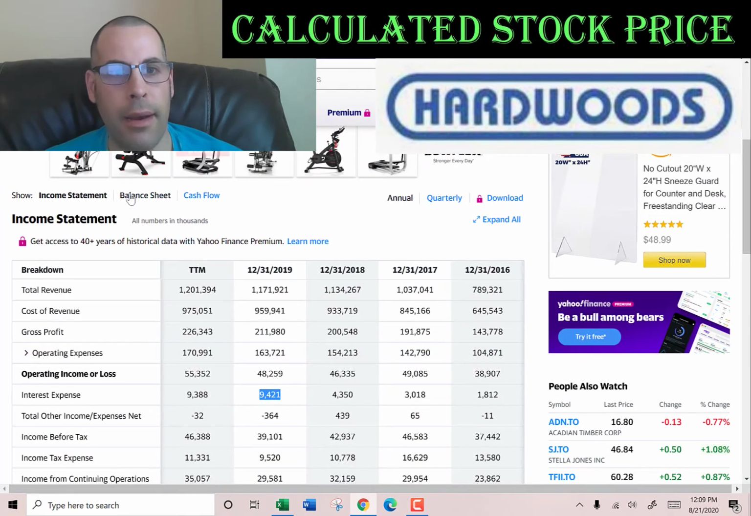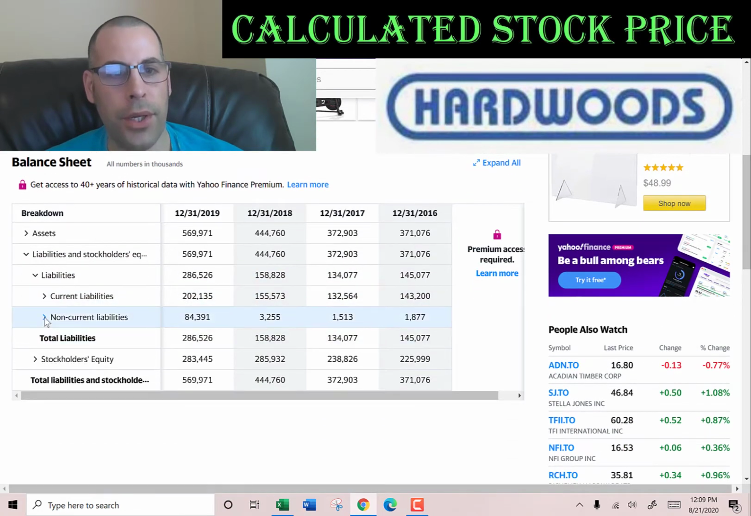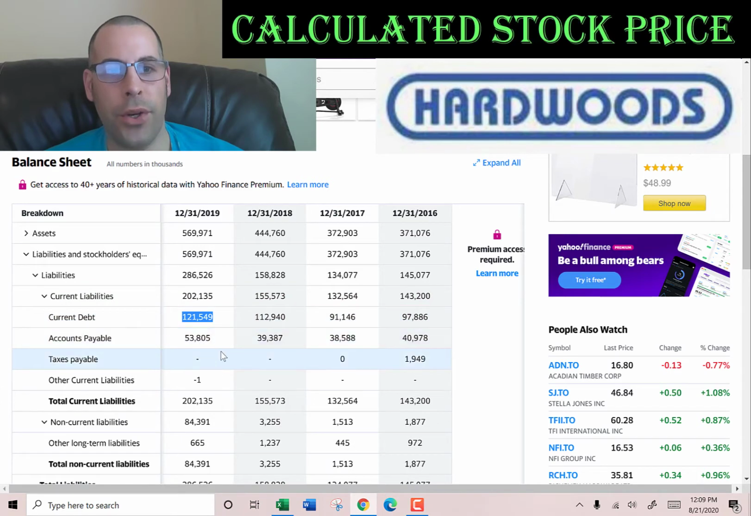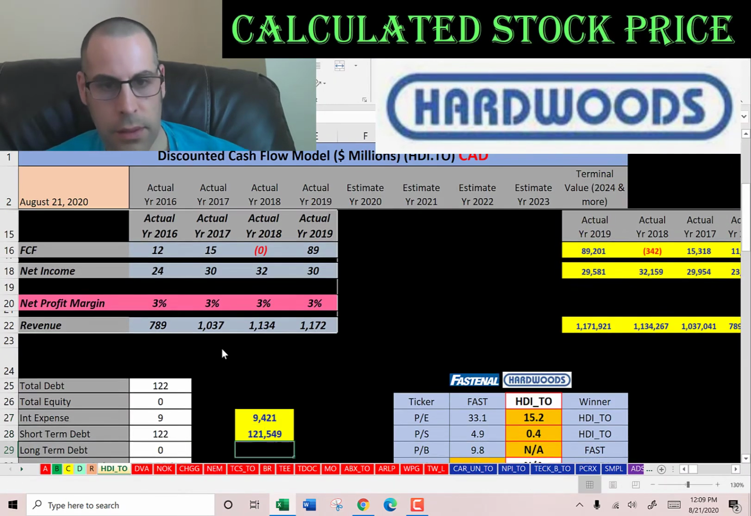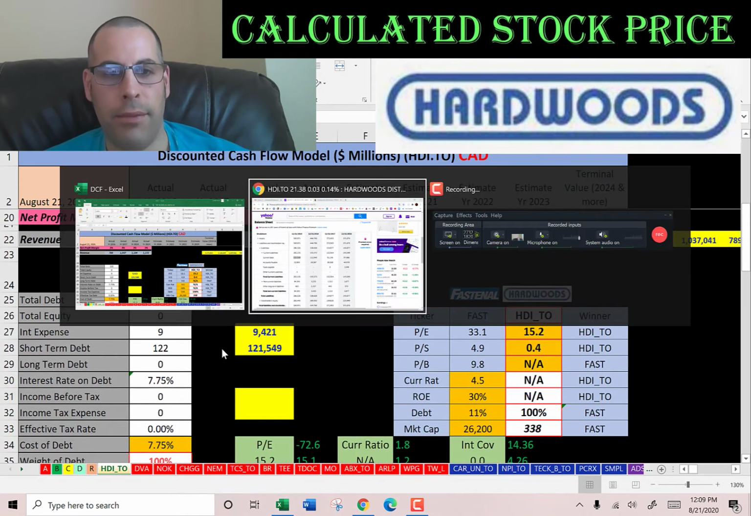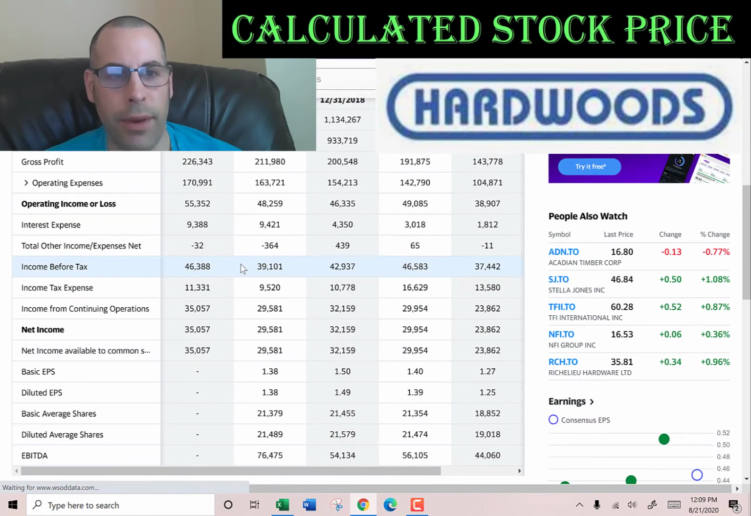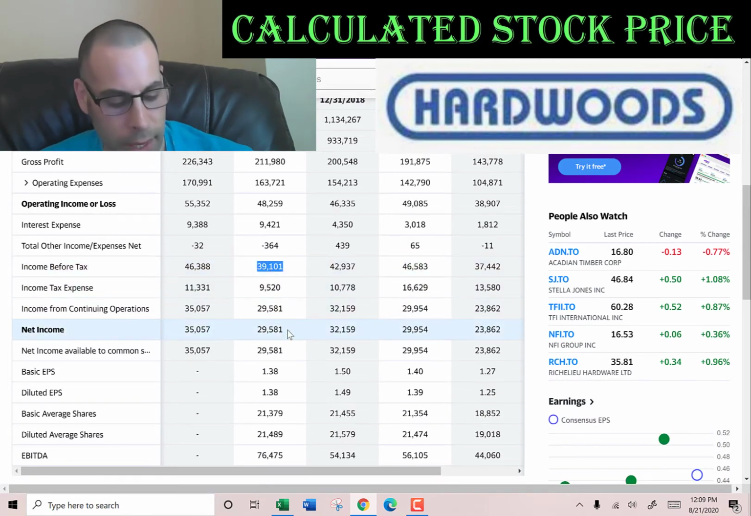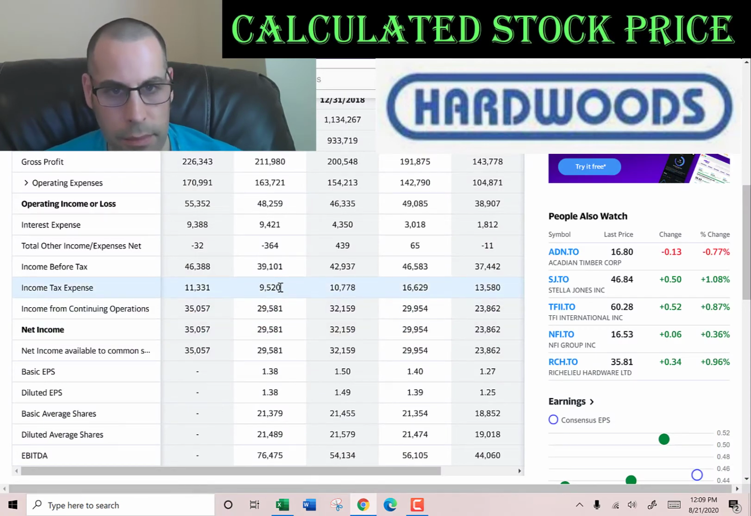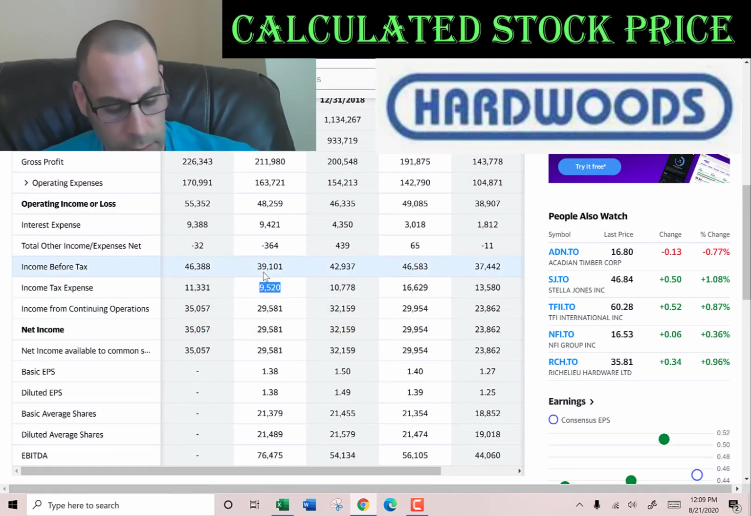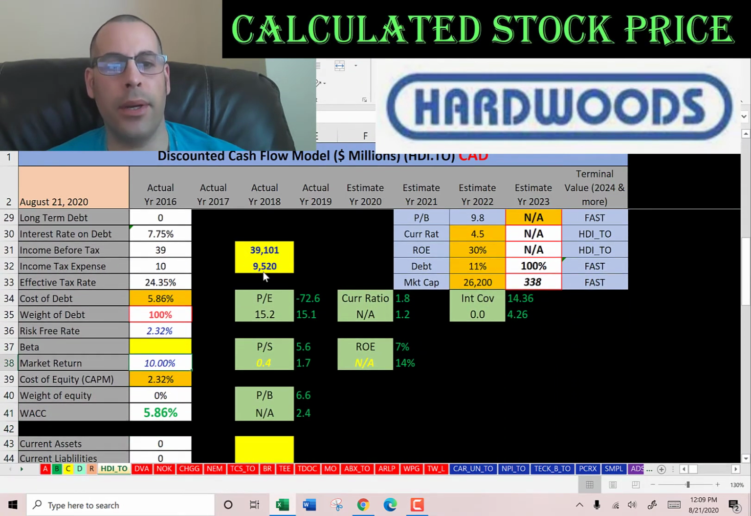Let's see how much debt they have. We'll go to the liability section of the balance sheet. And they only have current debt of $121 million. That's debt due within 12 months. And they pay 7.8% interest on their debt. Interest payments are tax deductible, so let's get their effective tax rate. Income before tax is $39 million, income tax of $9 million. So the effective tax rate is 24%, so the cost of debt is 5.9%.